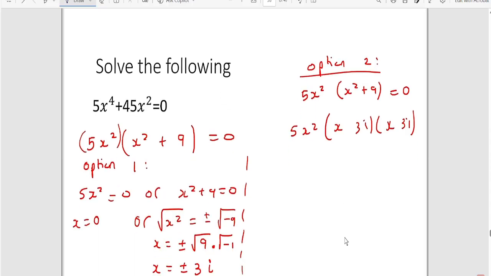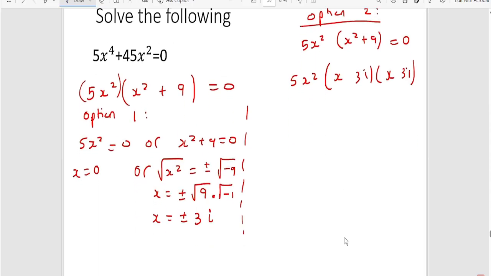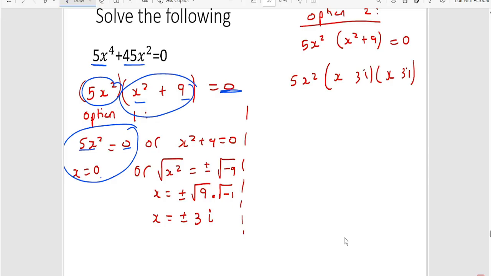In this one again you can take 5x to the power 2 common from these two terms, because this is the factor, so you get x to the power 2 plus 9 inside, this is remaining. So 5x square is equal to 0. That means from here if you divide both sides by 5, you get x is equal to 0. For this you take 9 to the other side, so you get x square is equal to negative 9.